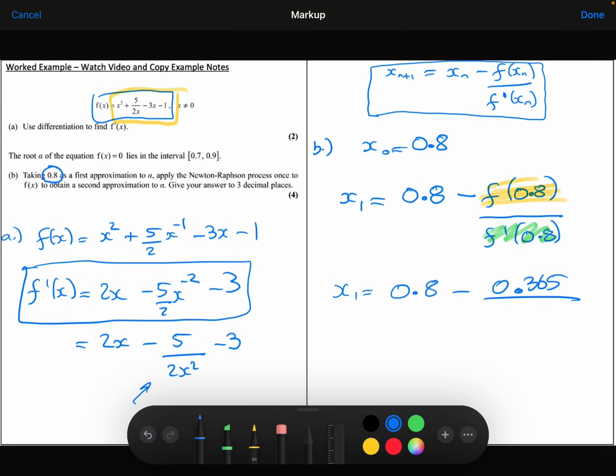Now we need to substitute 0.8 into our gradient function. So again, let me do that. 2 times 0.8 minus 5 over 2 times 0.8 squared minus the 3. And we get minus 5.3062.